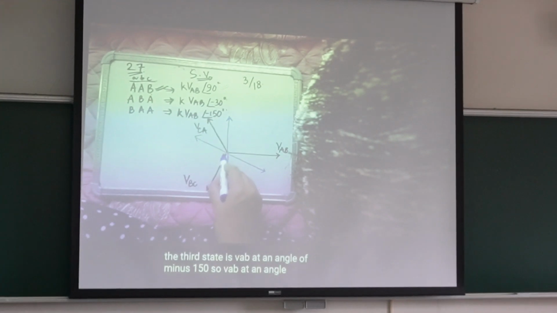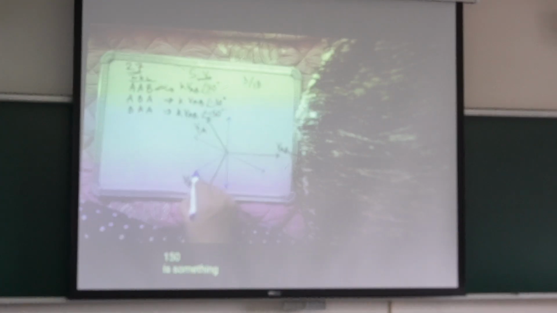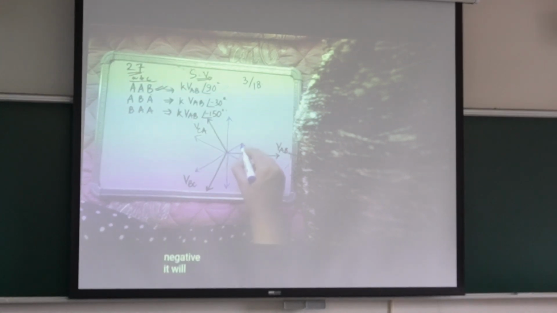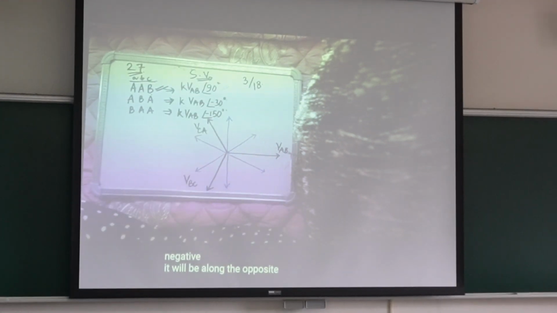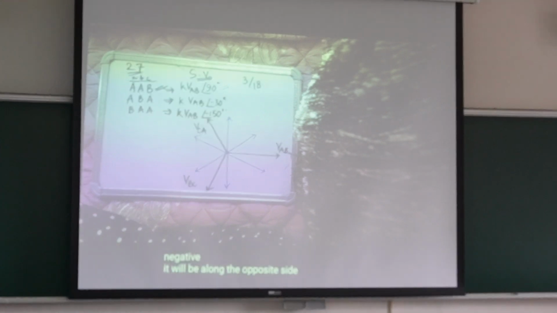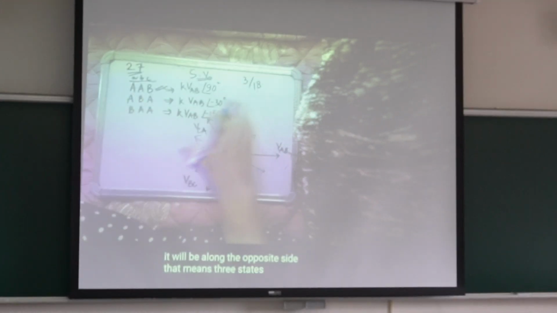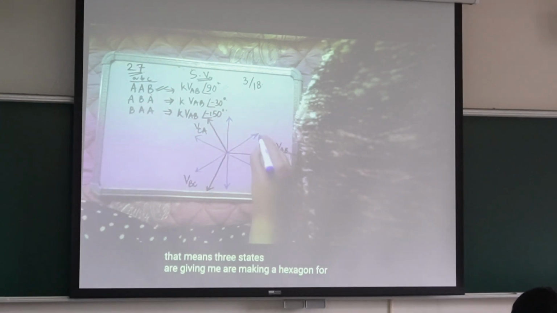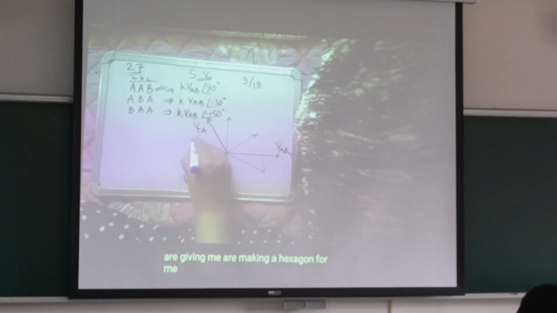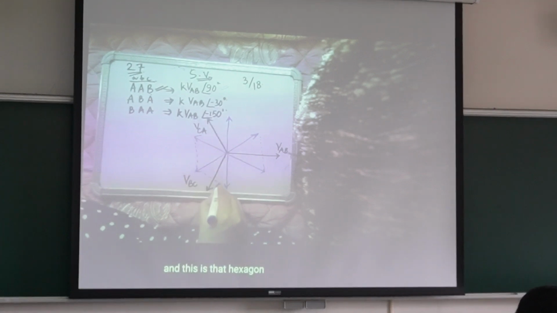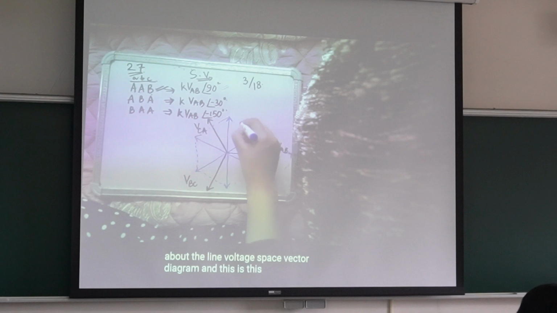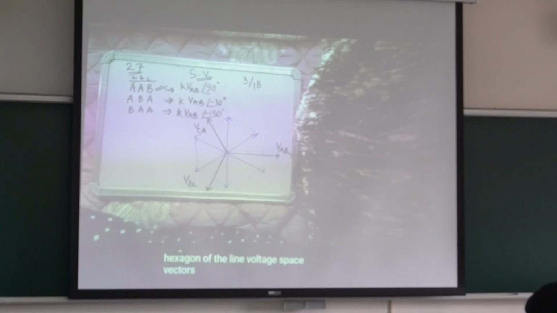So VAB at an angle of minus 150 is something like this. But when VAB is negative, it will be along the opposite side. So it could be positive or negative. That means we have 3 states making a hexagon for me. This is that hexagon. I'm talking about the line voltage space vector diagram, and this is the hexagon of the line voltage space vectors, right?